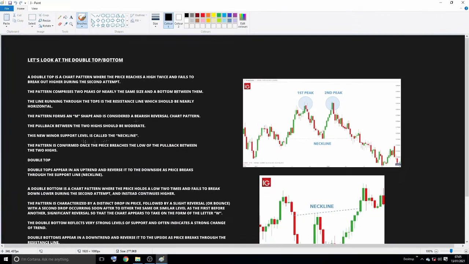So let's look at the double top and double bottom. A double top is a chart pattern where the price reaches a high twice and fails to break out during the second attempt. As you can see, this was our high. Price managed to come here, it failed, pushed down, and came back. So this can also be seen as resistance.